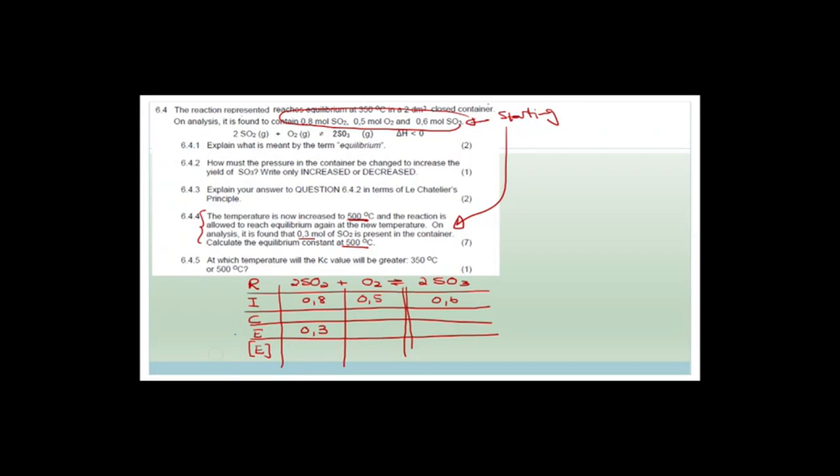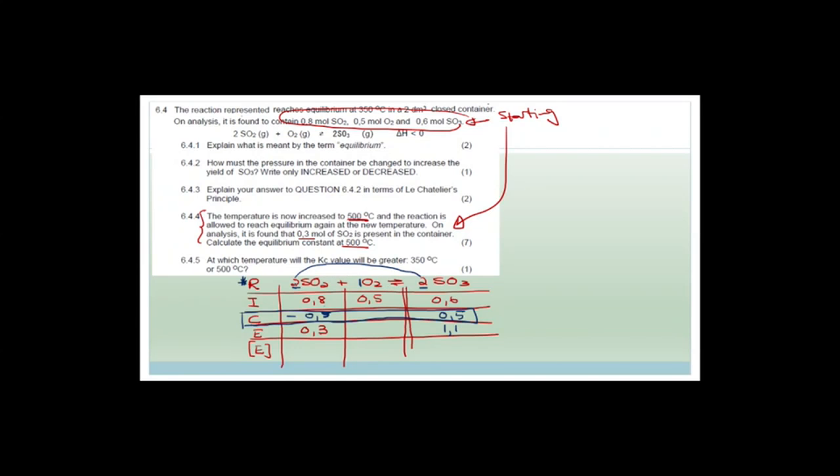Okay, so now we can work out everything else. Do you agree that to get from 0.5 to 0.3, we have to have subtracted, we used up some of it? So we used up 0.5. Now remember that this change line is the line that we use in conjunction with the reaction and the coefficients. Let's start with the twos and twos. 2 moles of SO2 gives me 2 moles of SO3, so it's a 1-to-1 ratio, which means if I use up 0.5 moles, I must have made 0.5 moles. So I end up with 1.1 mole.